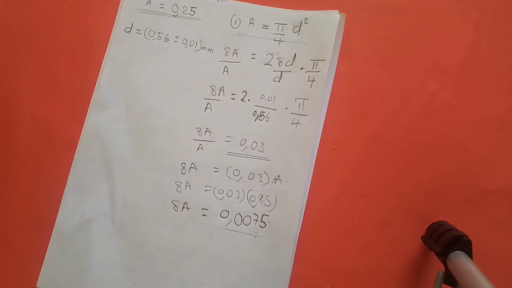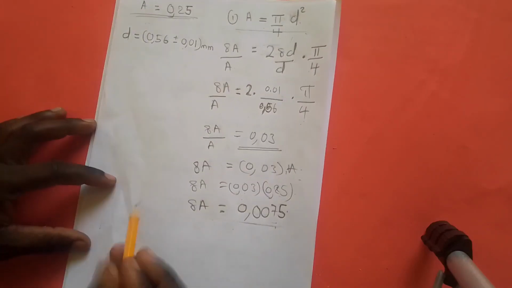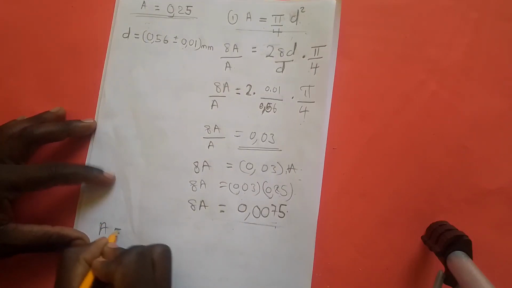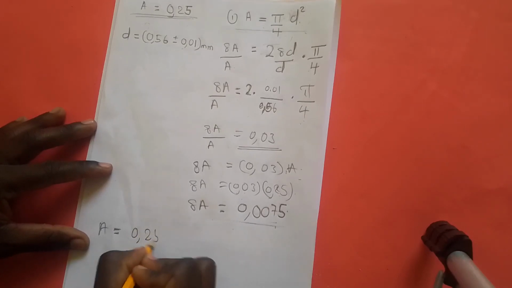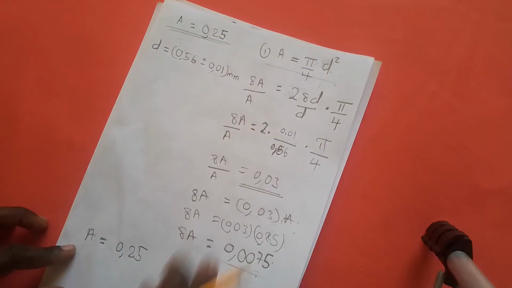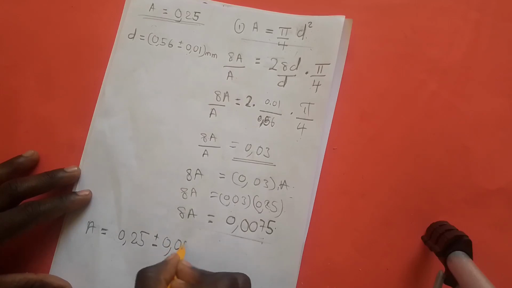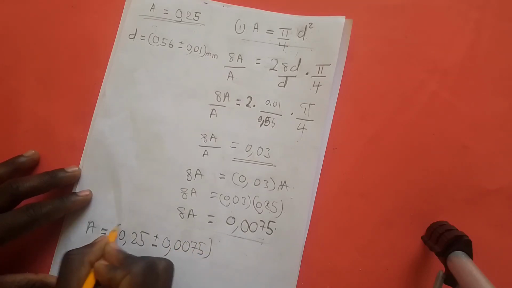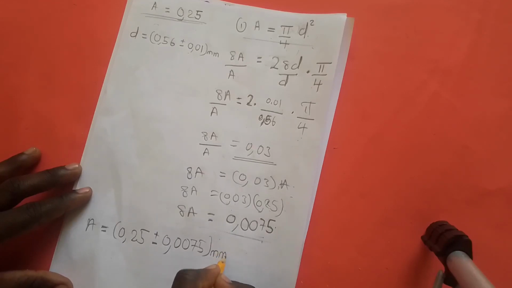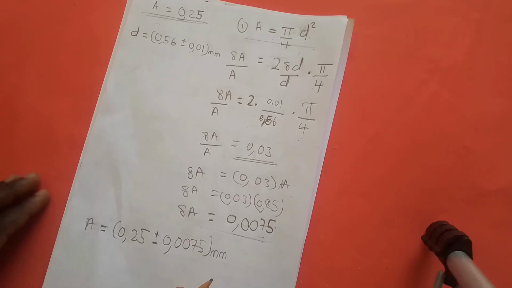So therefore, the final solution of what is the cross-sectional area. The cross-sectional area A is equal to 0.25. This is the cross-sectional area, right? And this is the absolute error in A. So plus or minus the absolute error 0.0075 in brackets millimeters. So this A is equal to 0.25 plus or minus 0.0075 millimeters is the final solution, right?